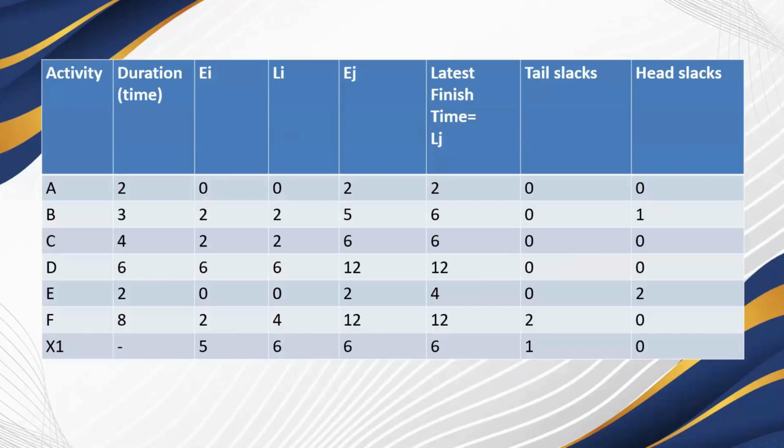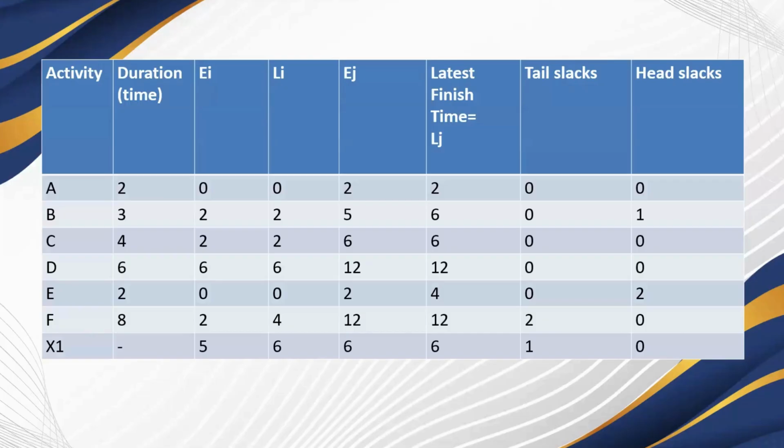EI is the earliest occurring time of an event. This is the earliest time for an event to occur immediately after all the preceding activities have been completed without delaying the entire project.